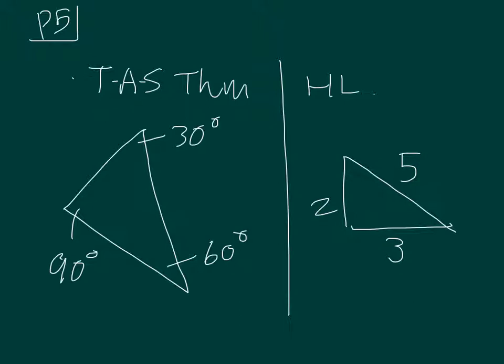So that number, for example, has to be either 4 or maybe 3.5, as long as it is less than 2 plus 3 and greater than 0, then you can draw that kind of triangle. That's the hypotenuse legs theorem, which is the second dot of that problem. So knowing that, let's move on to the next problem.